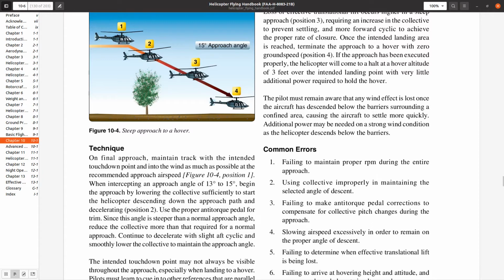So we're flying into this first position, and then we're going to start to descend. How do we do that? We're going to pull aft cyclic. That's going to slow us down. Probably going to have to put in some pedal. And we're going to reduce that collective to start coming down. And we're going to have to just slowly drop that collective.